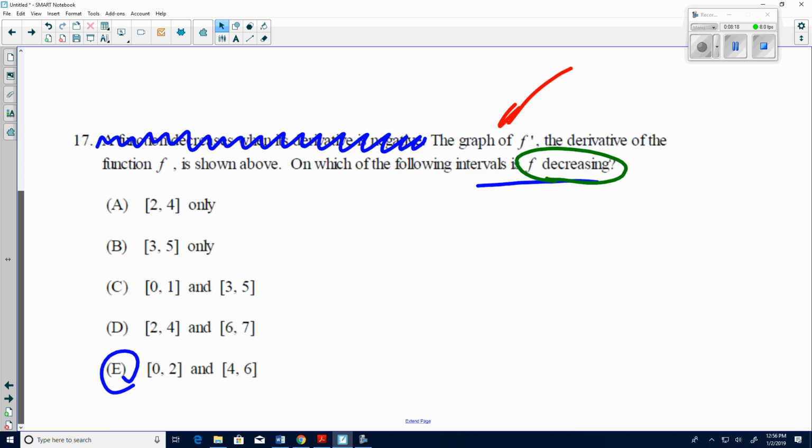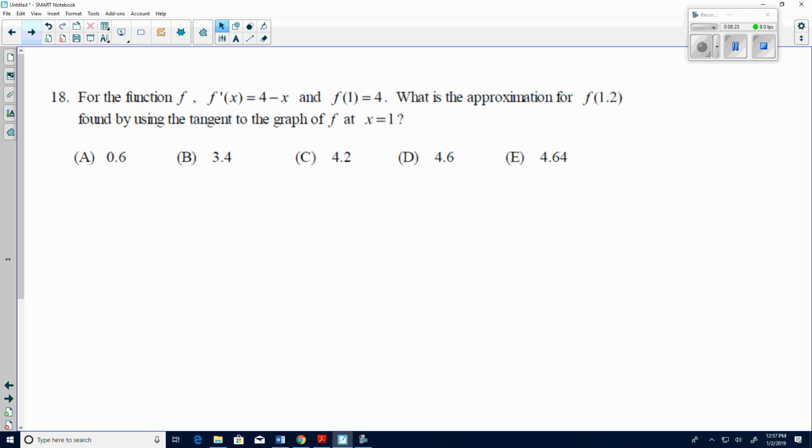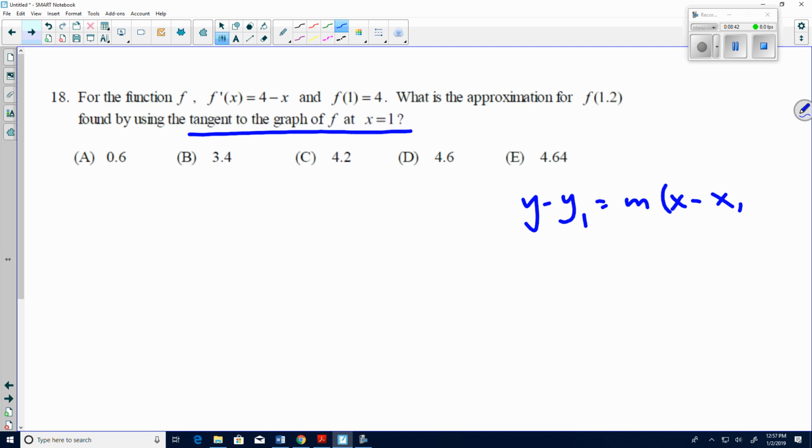Number 18. Here's a function, f. We're given the derivative, f prime. What's the approximation for f of 1.2 using the tangent line to the graph? Okay, so here's the prompt. y minus y1 equals m times x minus x1. We know that x is equal to 1. We know that y of 1 is 4.